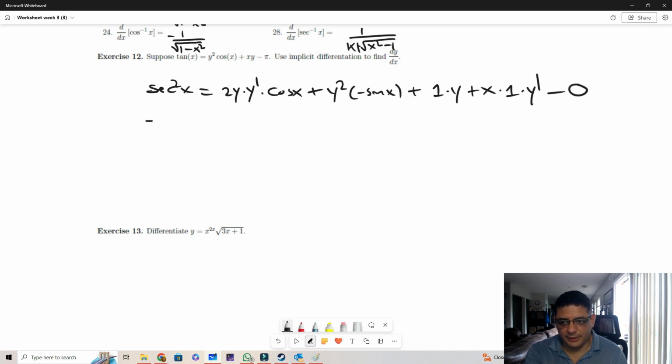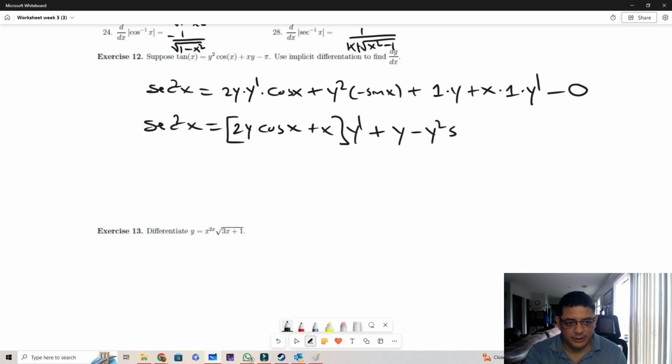Reorganizing this a little bit, we have that secant square of x is equal to, and then now we're going to get together everything that has a y prime multiplying. So this is going to be 2y cosine of x plus x, and all this is times y prime. And then all the other terms that have no y prime, so for example here we have y, and then we have this one here, minus y squared sine of x. And notice that that accounts for every single one of those terms. We have this one, we have this one, and then we have this piece and this piece.